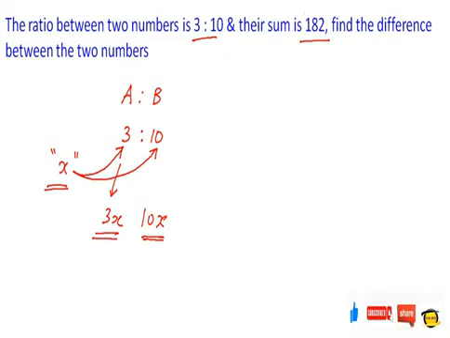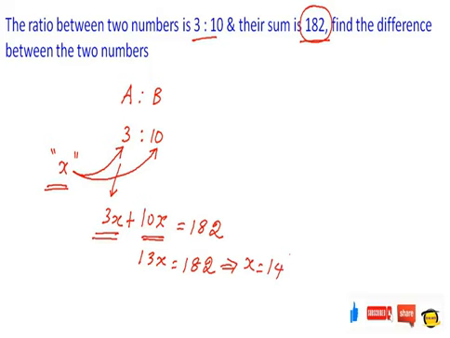Now it's given that the sum of the two numbers is 182. What does that mean? 3x plus 10x is equivalent to 182, which means 13x is equivalent to 182, which means x is equivalent to 14. So the constant factor which has been multiplied with the ratio is going to be 14.